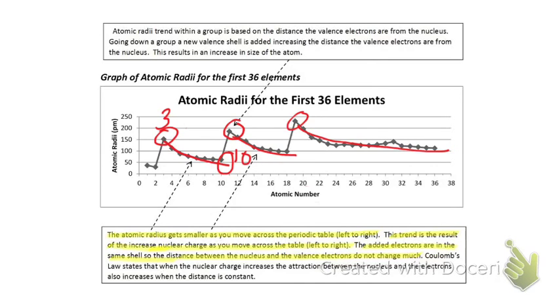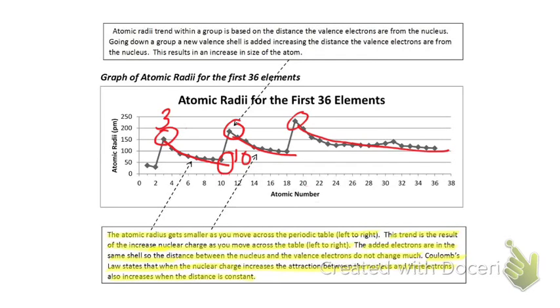All right, and so the magnitude of charge increases, therefore the attraction between the nucleus and the valence electrons is going to increase. Coulomb's law states that when the nuclear charge increases, the attraction between the nucleus and the electrons also increases when the distance is constant. Okay? So that really explains the radius of these atoms as we move across a period in the periodic table. It all deals with the magnitude of charge in the nucleus.